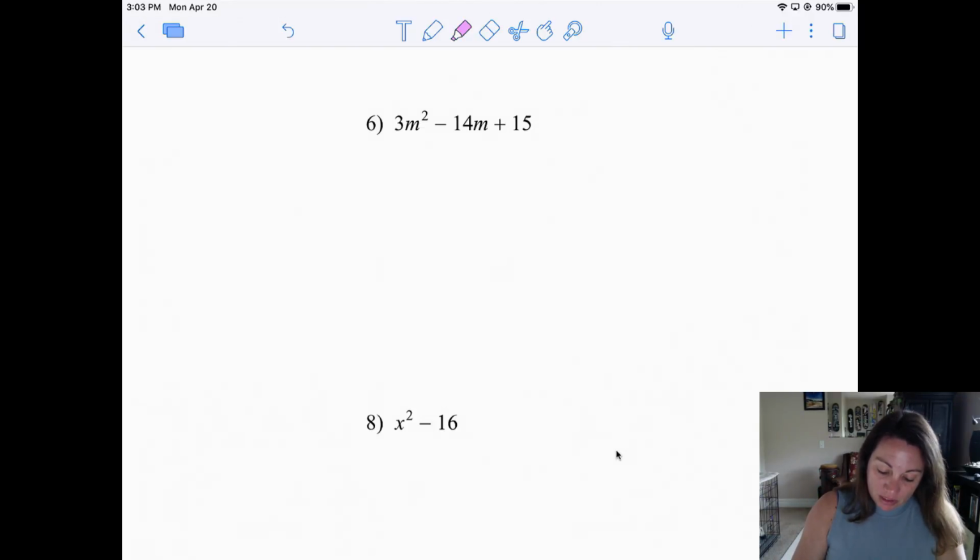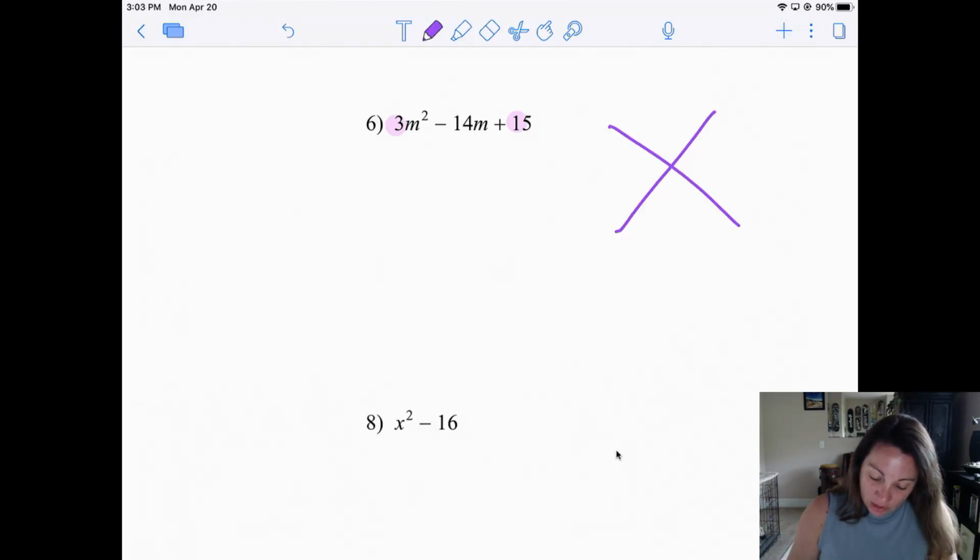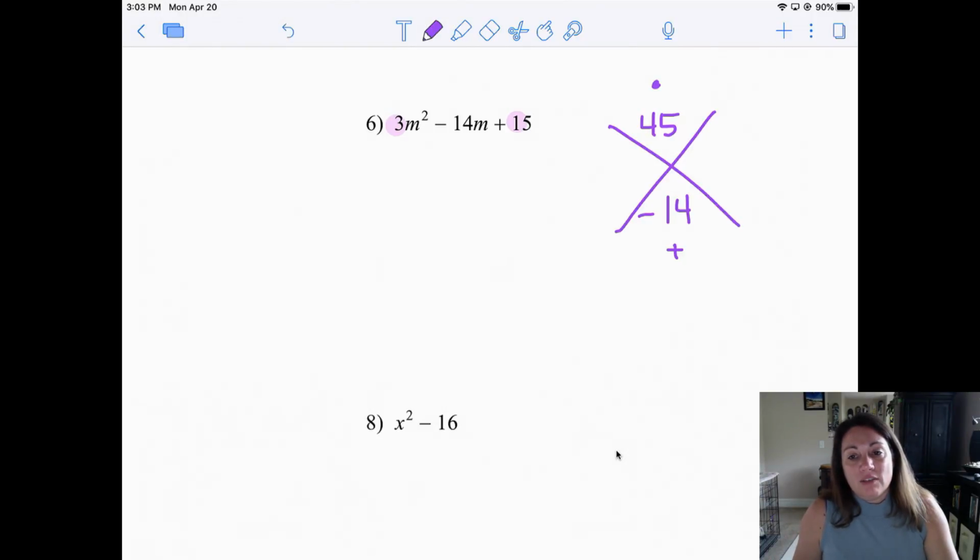The first step is to multiply 3 times 15, and that becomes the number that we're looking for. 3 times 15 is 45. So we're looking then for two numbers that will multiply to 45, but still add to the b value, negative 14, down below. So when we look at 45, let's see, 45 is divisible by 5. 9 times 5.